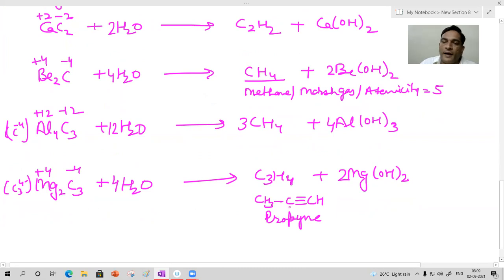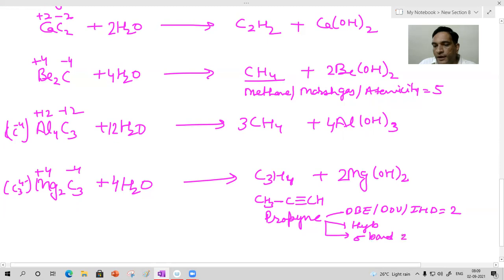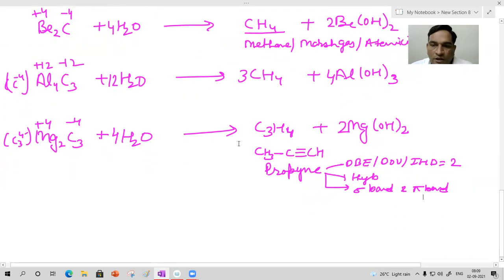Question can be asked: how many DBE, double bond equivalent, degree of unsaturation, IHD, of the released gas? My dear, the answer is 2. Questions can be asked on the hybridization, sigma bonds and pi bonds.